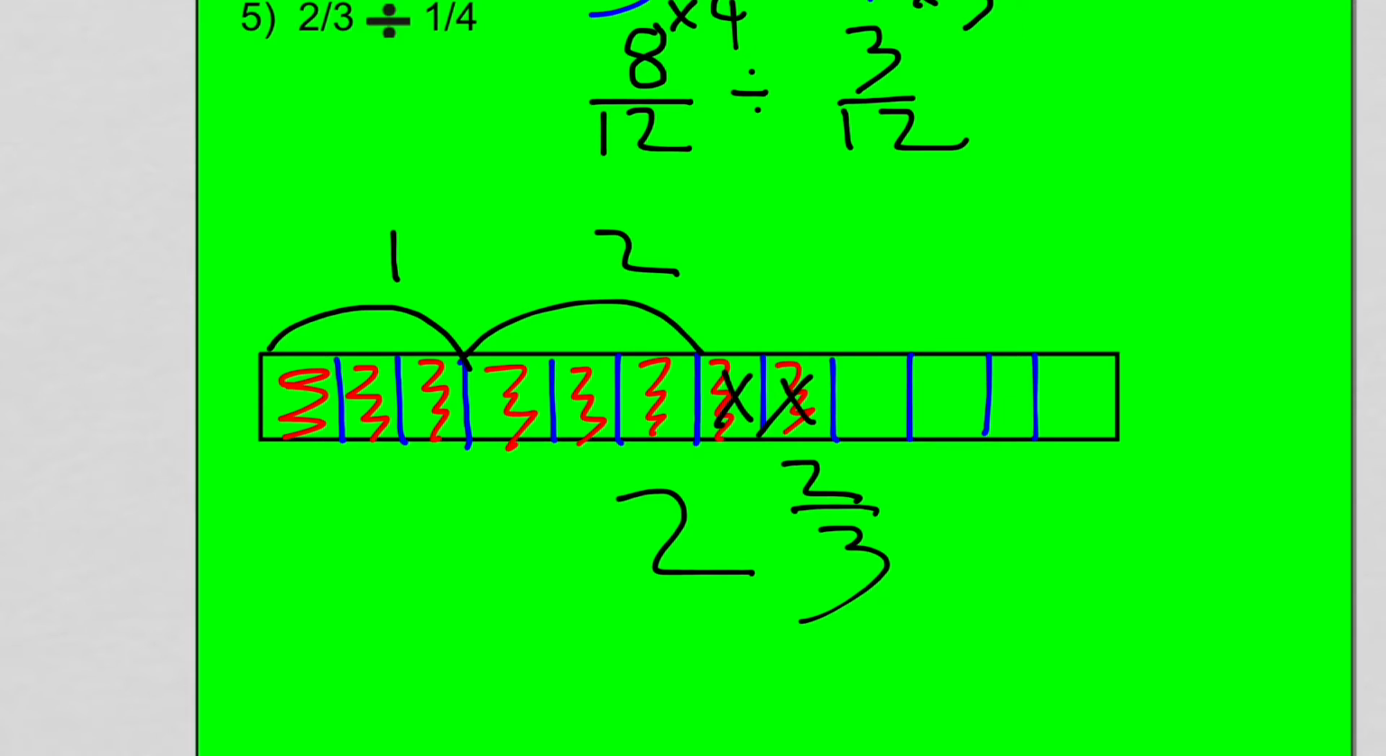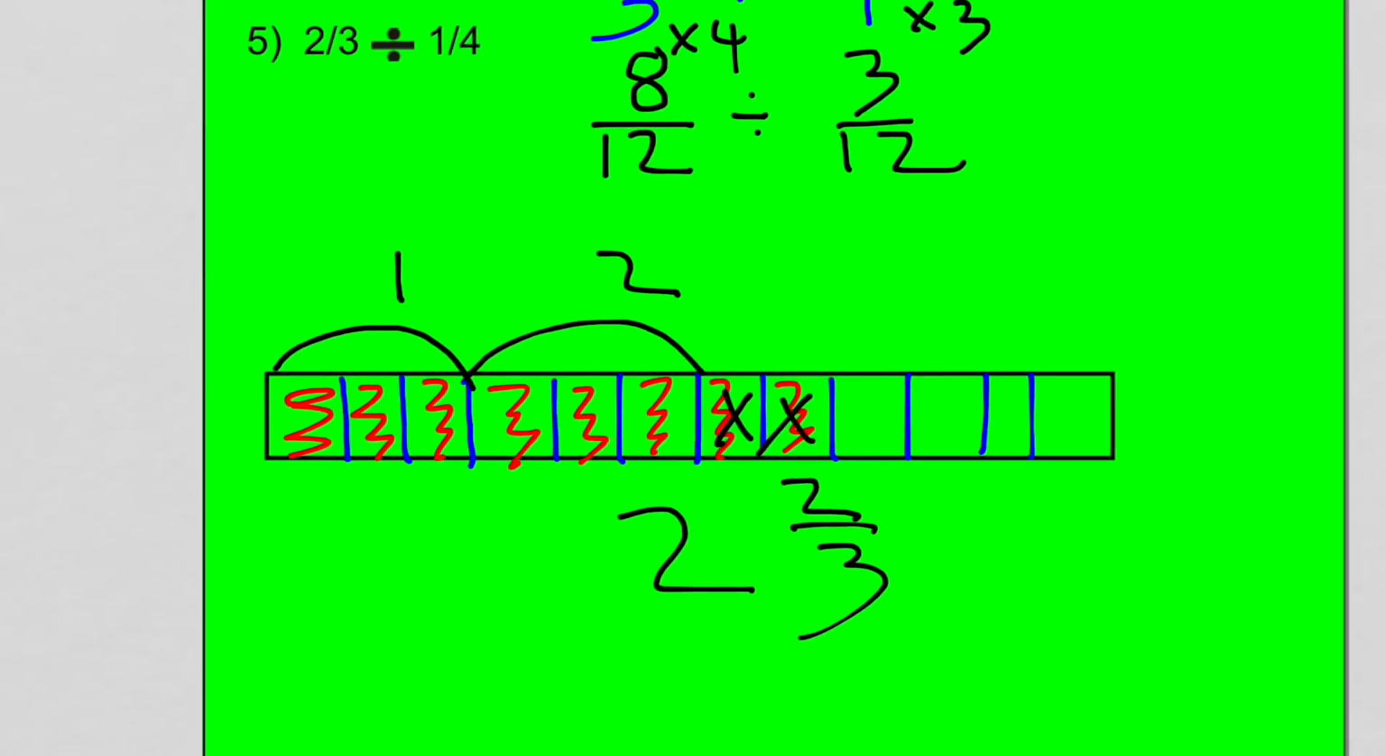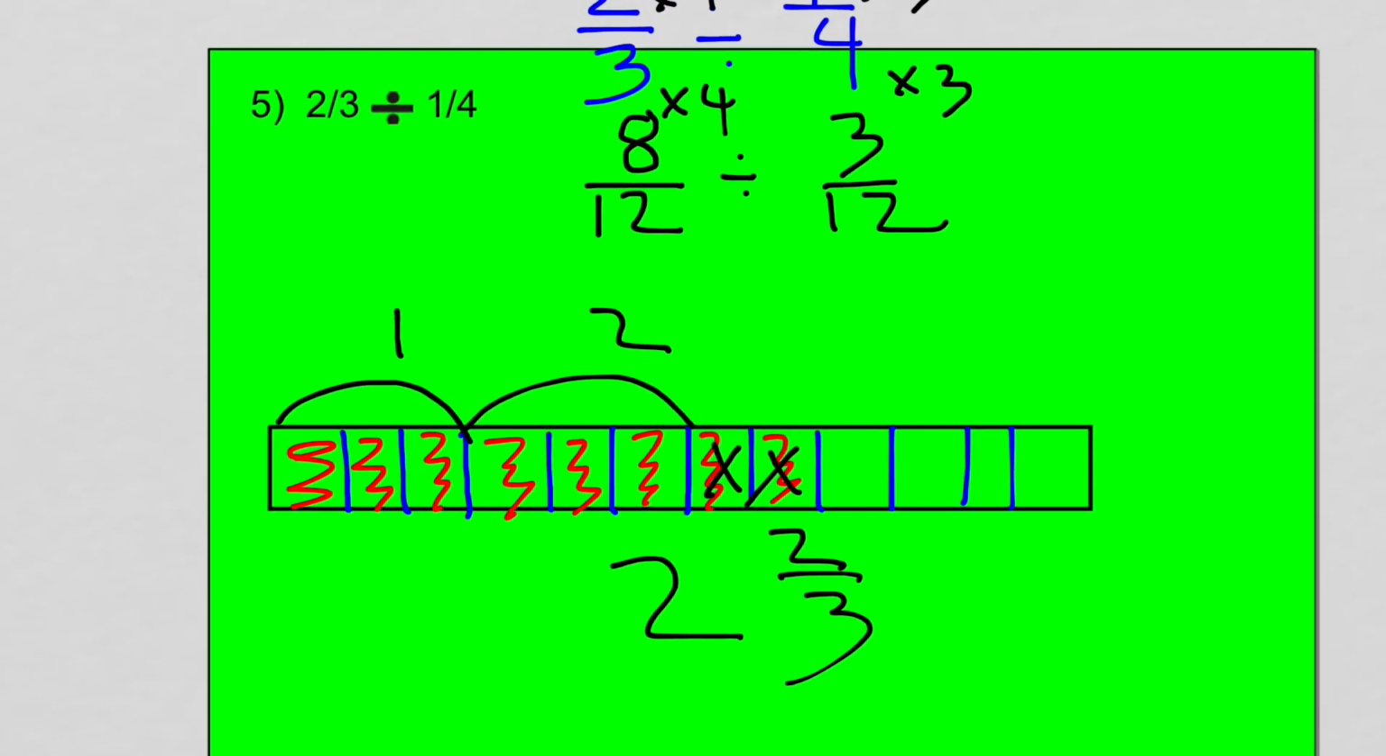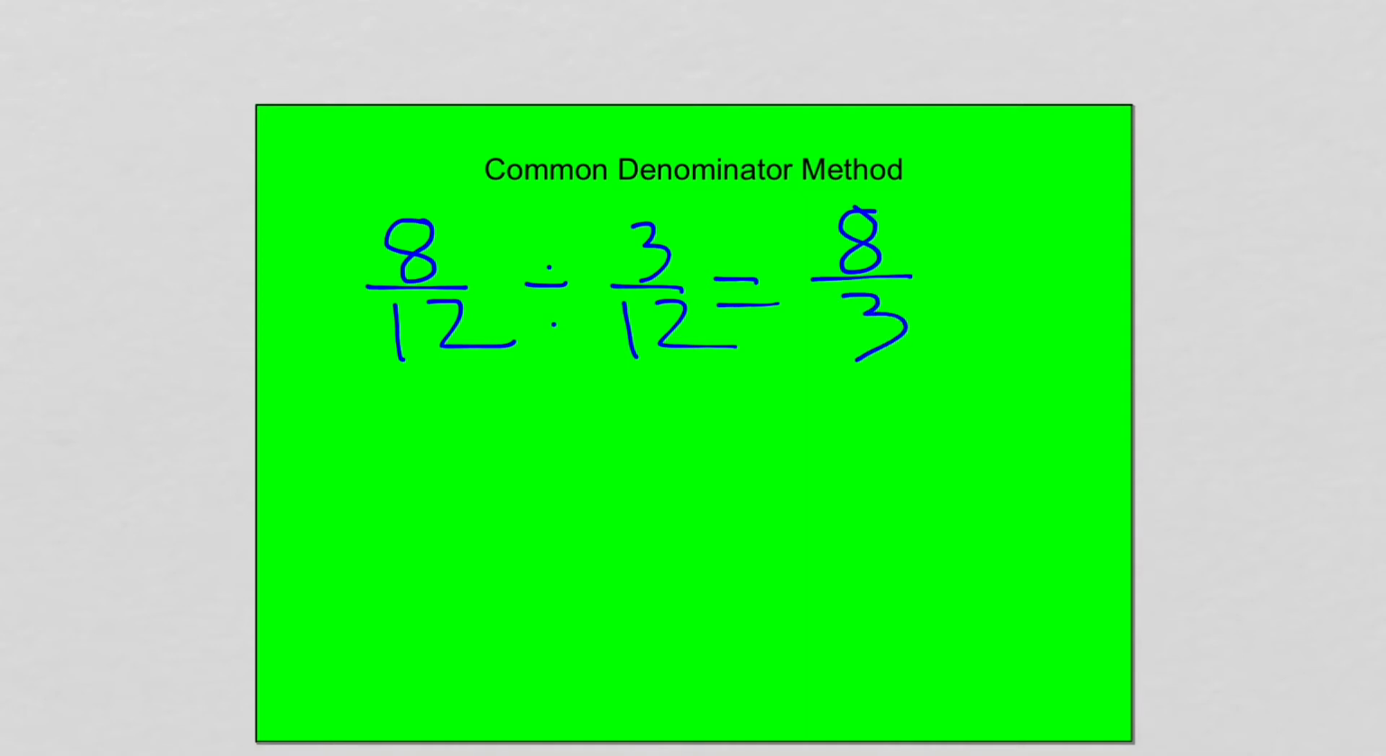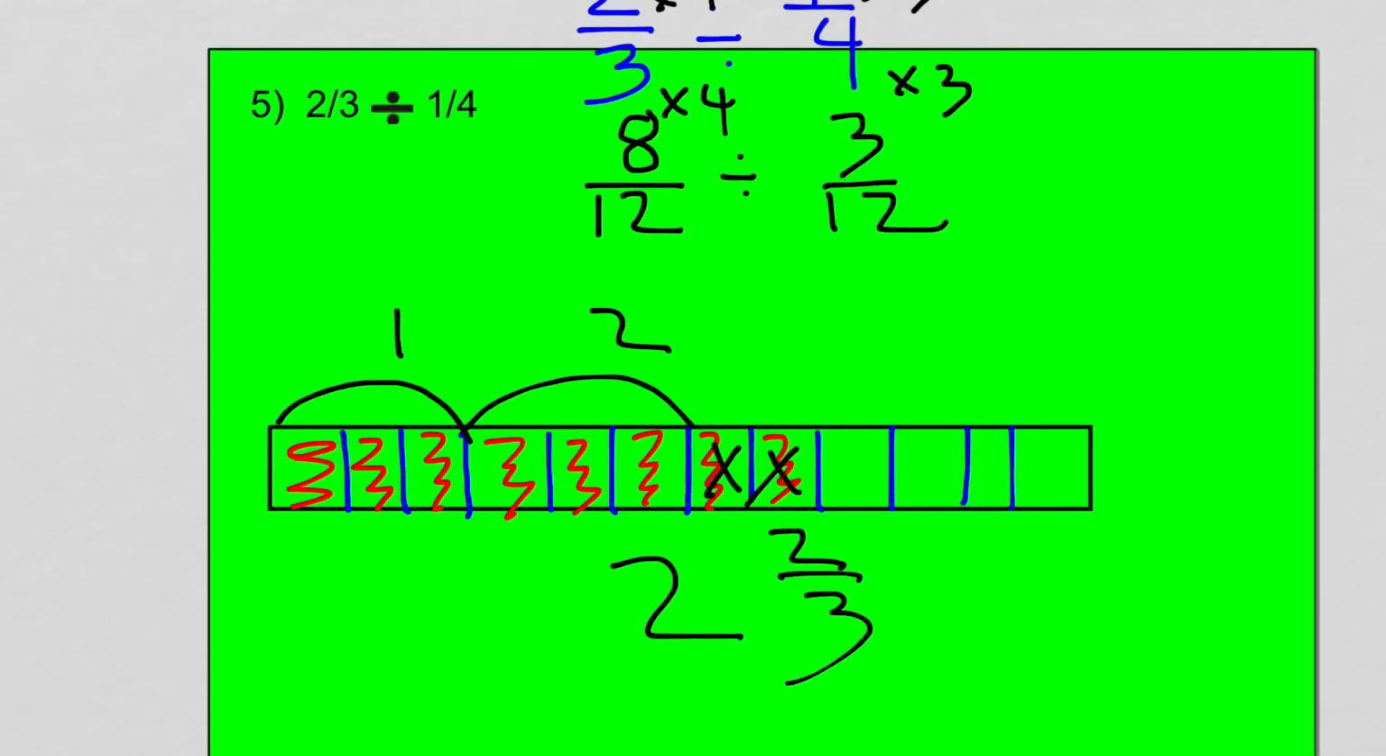So the answer is 2 and 2/3. Now, remember as well, when we have the common denominators, we can also just use the numbers, right? So 8 over 12 divided by 3 over 12. When we have the common denominator, we just do 8 divided by 3. And 3 goes into 8 2 times, remainder 2 out of 3. And that matches over there.